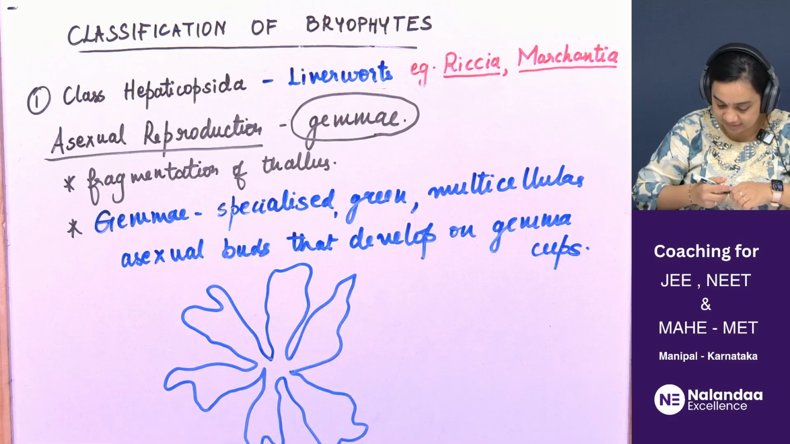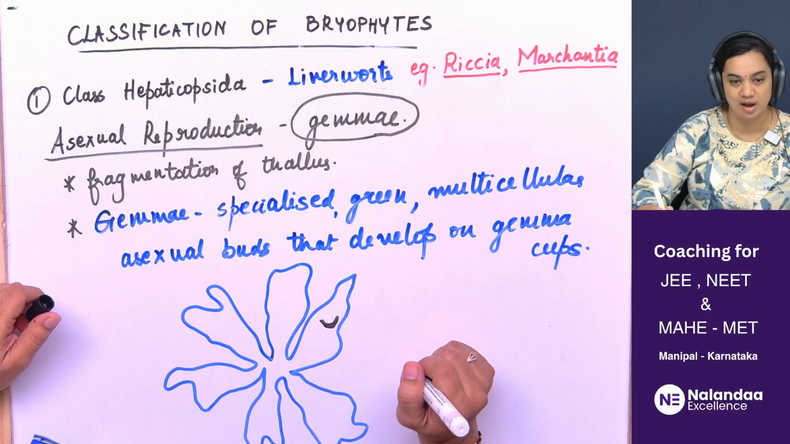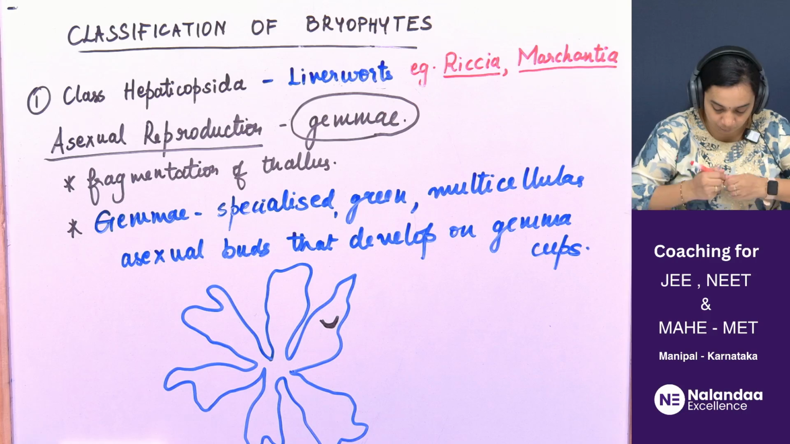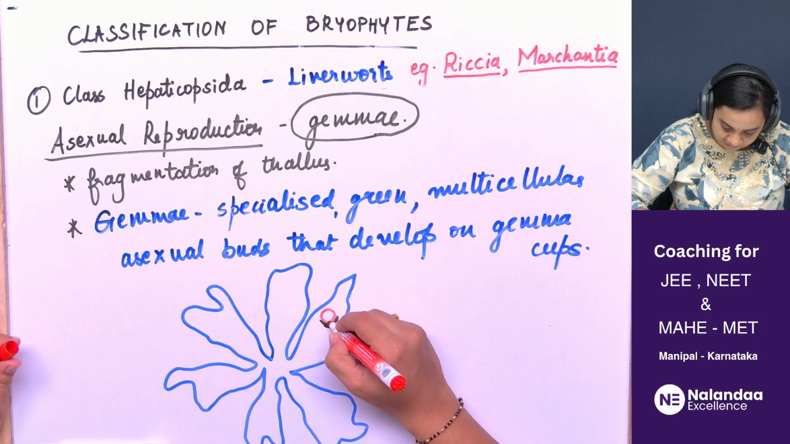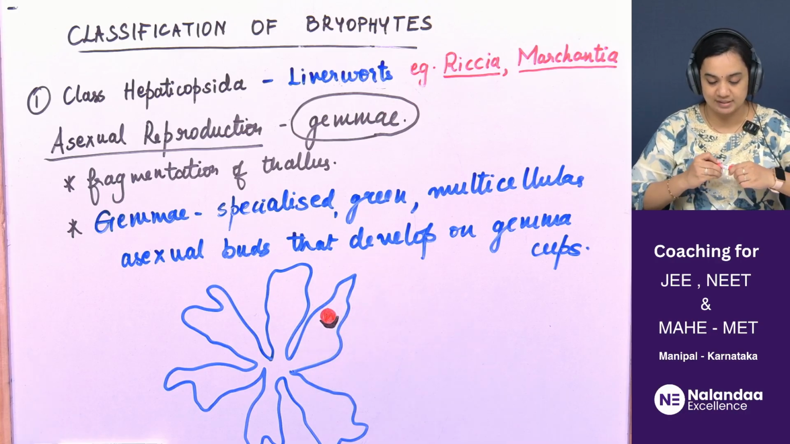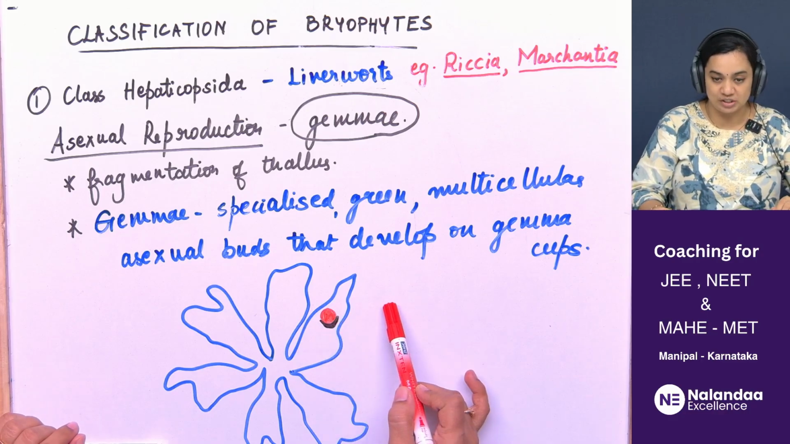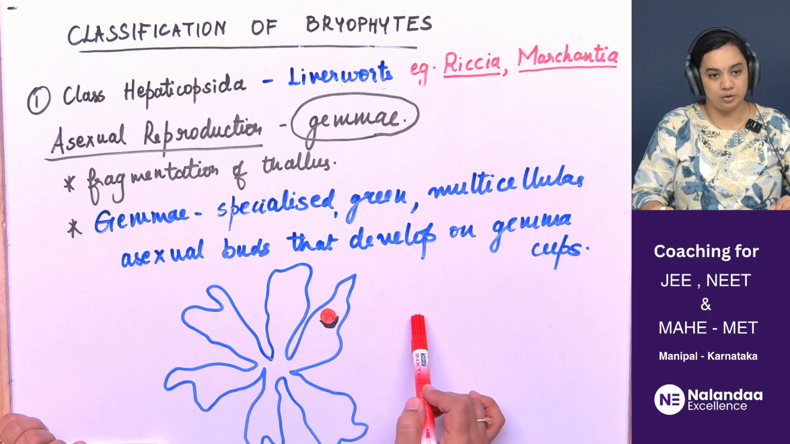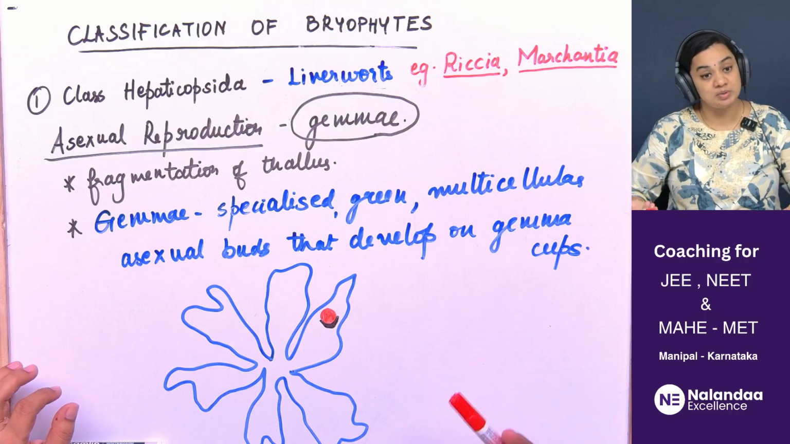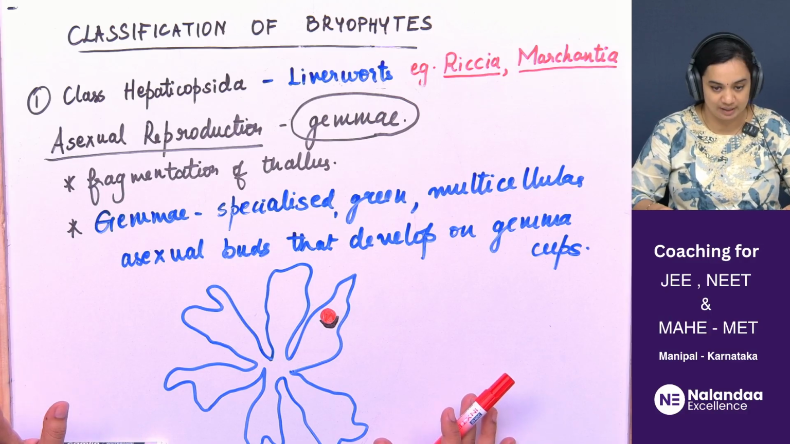there will be a cup-shaped structure which is called the gemma cup or receptacle. On the cup-shaped structure there will be development of a tiny but multicellular structure called gemma. Once it is mature enough, this part will detach from the thallus and grow into a new liverwort thallus, either Riccia or Marchantia. So it develops into a new gametophytic thallus. Is this clear? So this is about asexual reproduction.